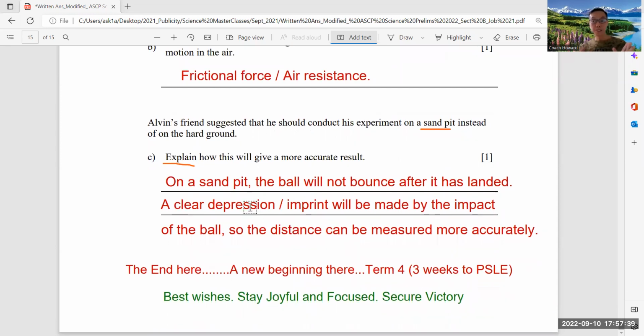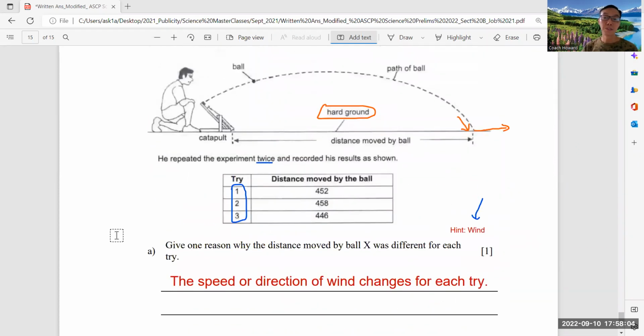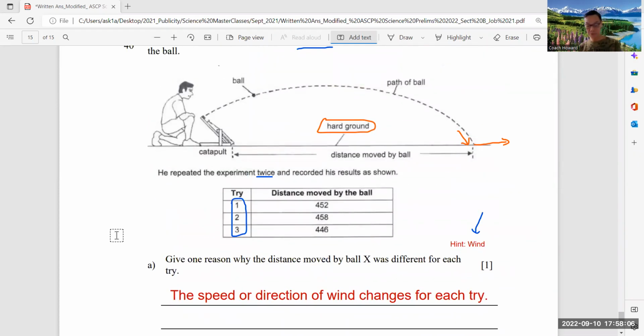Although this is the end of the evaluation of this exam, it's a new beginning because next week you'll start your term 4, which is the 3 weeks towards the PSLE. So I wish you all the best to stay joyful and focused in your preparation. Yeah. So this is a question that I've analyzed with you.